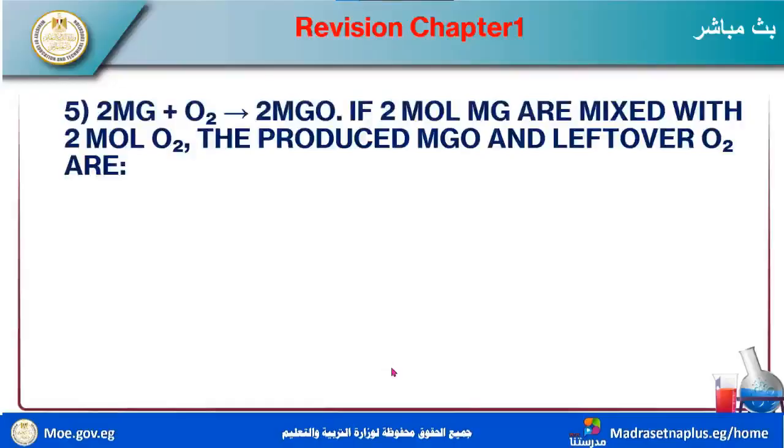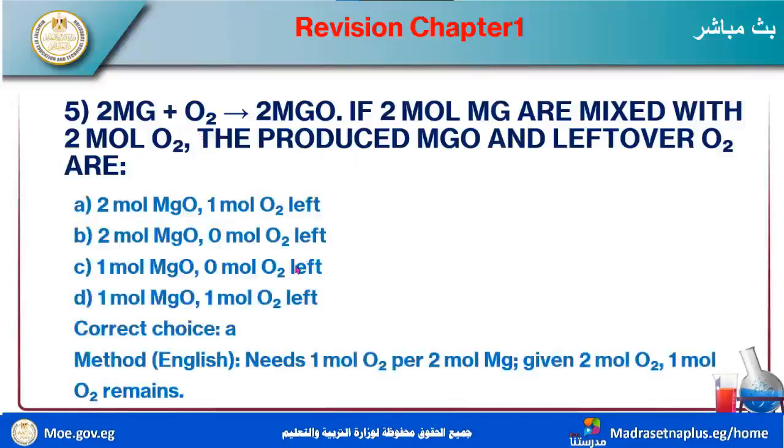2 Mg needs 1 mole of oxygen to make 2 MgO. If 2 moles of magnesium are mixed with 2 moles of oxygen, 2 moles of magnesium need 1 mole only, not 2. So we have an excess of 1 mole of oxygen that doesn't react. What are the produced MgO and leftover oxygen?